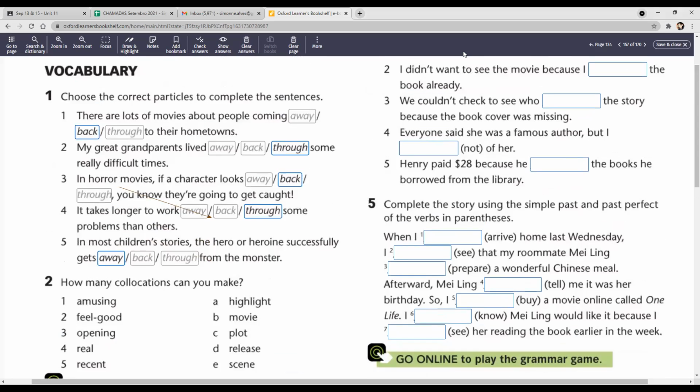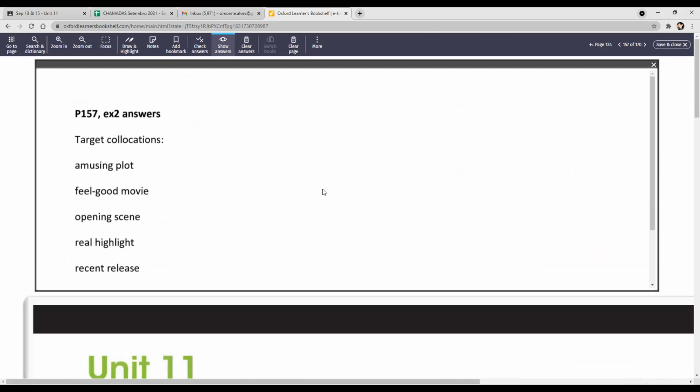So let me clear my annotations because it will move with the page. And let's see the answers. Okay, guys, look, I'm using plot, feel good movie, opening scene, real highlight, and recent release. Okay, guys, take notes, because this will be in your test. All right, can I close?